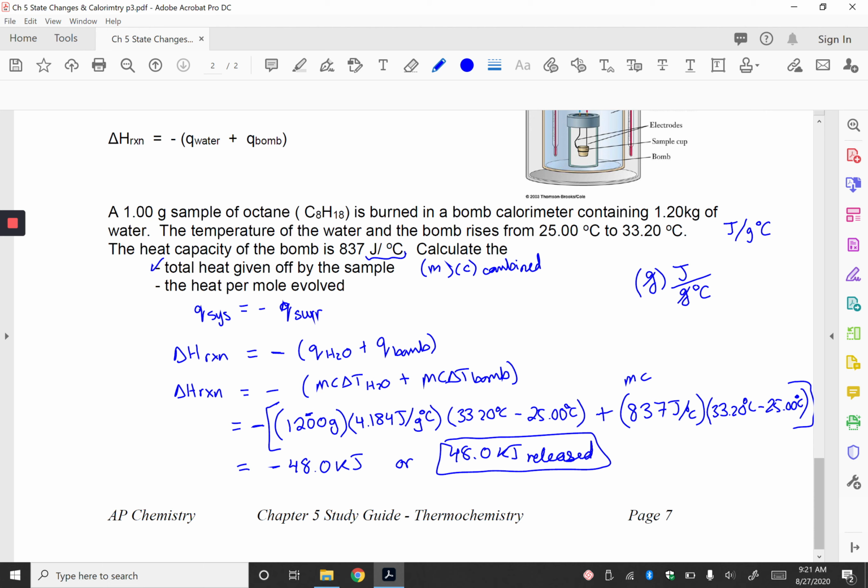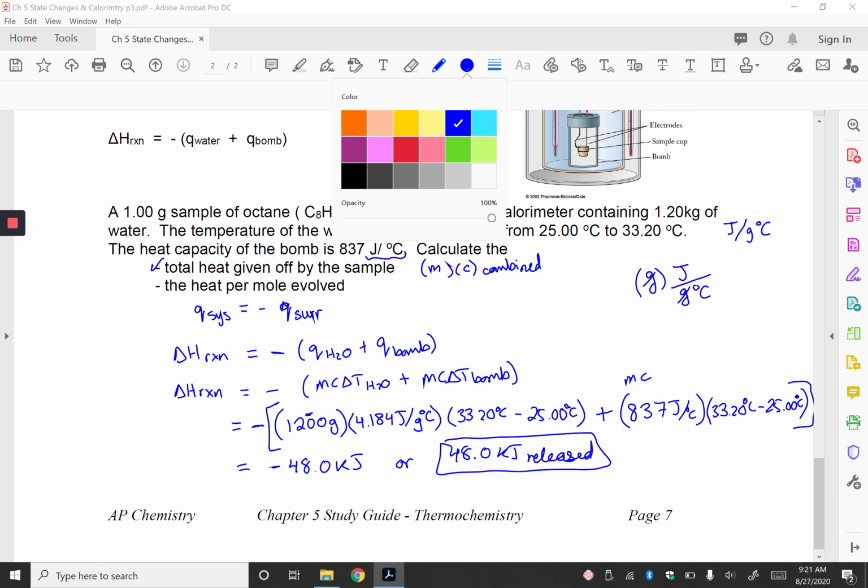And so this is the heat that's released for the 1 gram sample, because that 1 gram sample caused the temperature to rise this much. So I want it per mole, not for 1 gram, but for a whole mole of octane. So if I want heat per mole, that means I divide by the moles, right? Because this is the heat per 1 gram. I want the heat per 1 mole. So what I could do is change my grams to moles and then take my kilojoules, divide by it. So I'm going to do that on the side here.